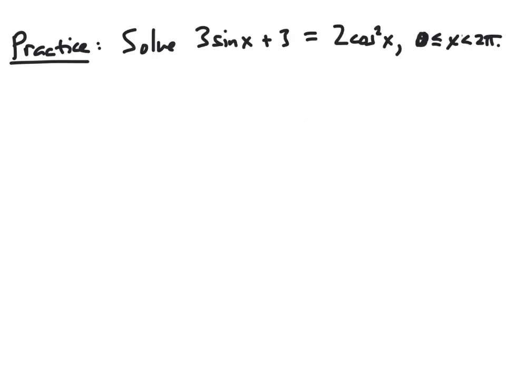If you'd like an additional example to practice, try to solve 3 sine x plus 3 equals 2 cosine squared x, where x is between 0 and 2 pi. The correct solutions will appear in just a moment.